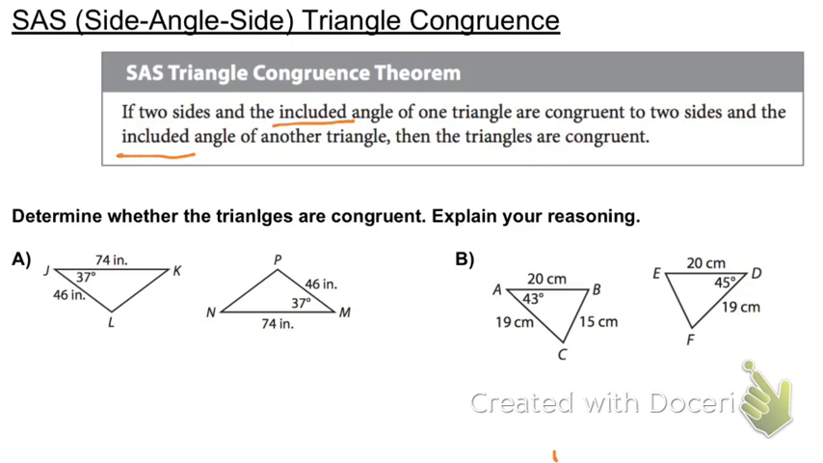Determine whether these triangles are congruent and explain your reasoning. So let's look at these two triangles on letter A. Do we think these two triangles are congruent?